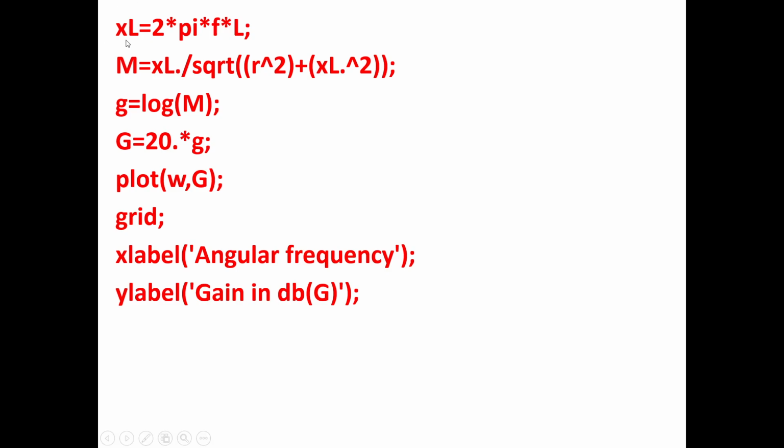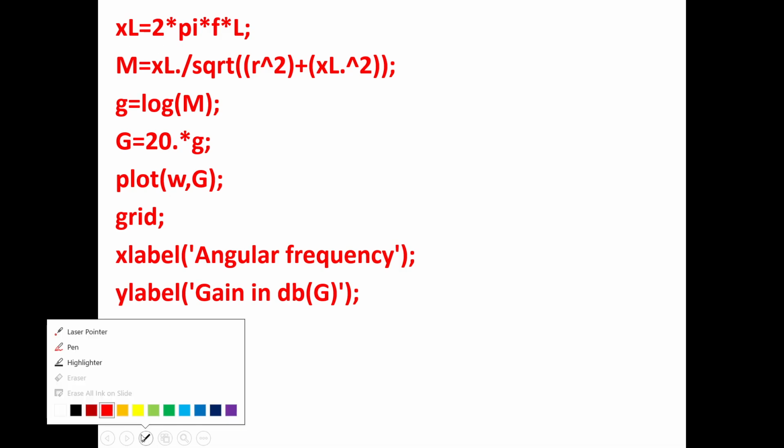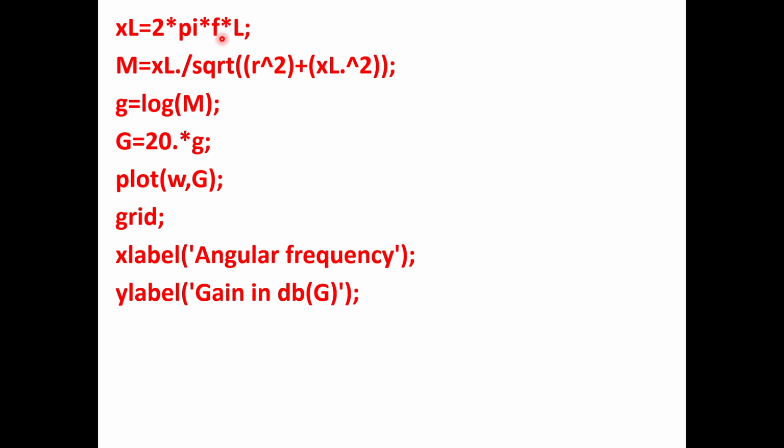Next, XL, that is inductive reactance, is equal to 2 pi f L, that is XL equal to 2 into pi into f into L. M is equal to XL dot divided by square root, within brackets, 2 brackets start, R to the power of 2 close the bracket, plus again start the bracket, XL dot to the power of 2, close with double brackets and semicolon.